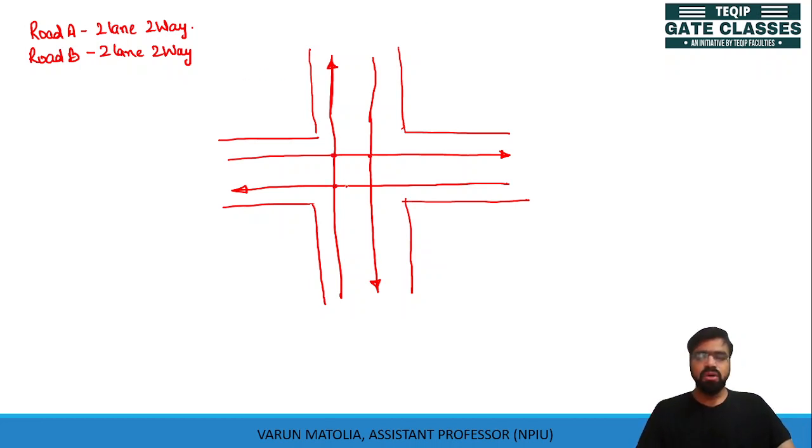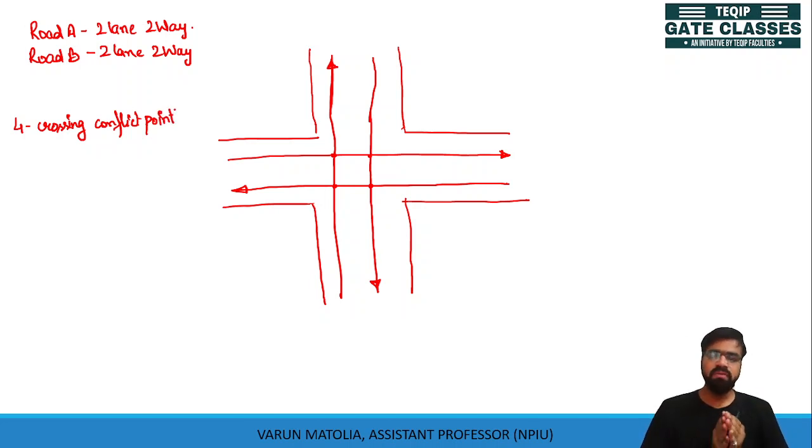We have 4 crossing conflict points. Let's take each and every direction one by one and see how these conflicts occur while moving from one direction to another direction. We'll see these 4 traffic streams separately one by one, and we'll find out the traffic conflict points. Let us start with this direction.